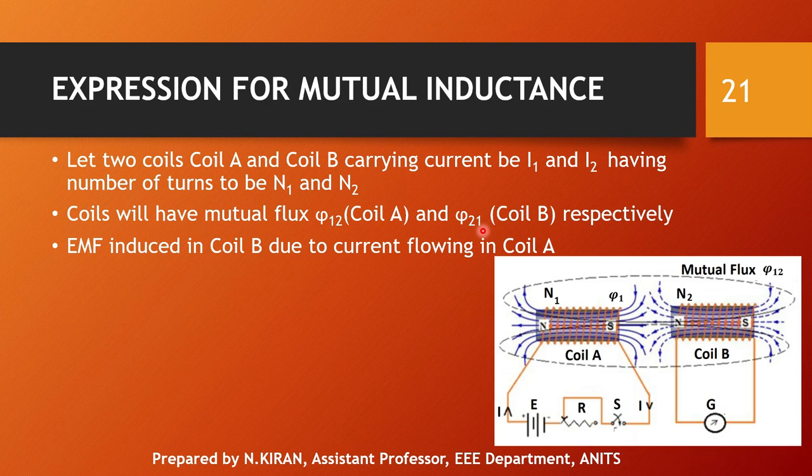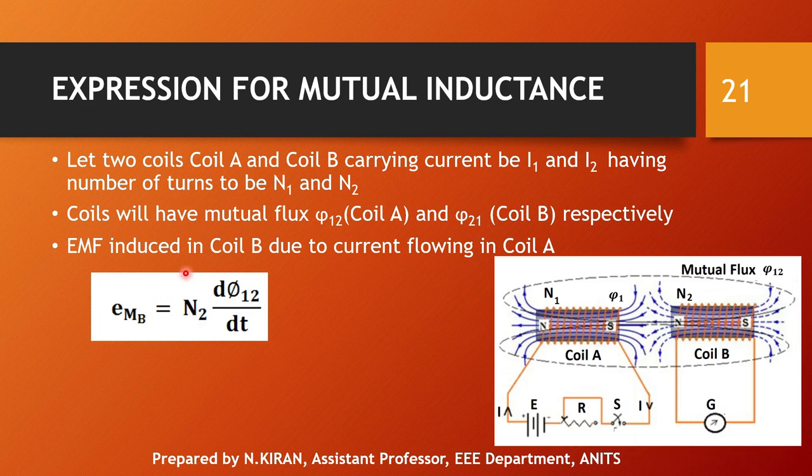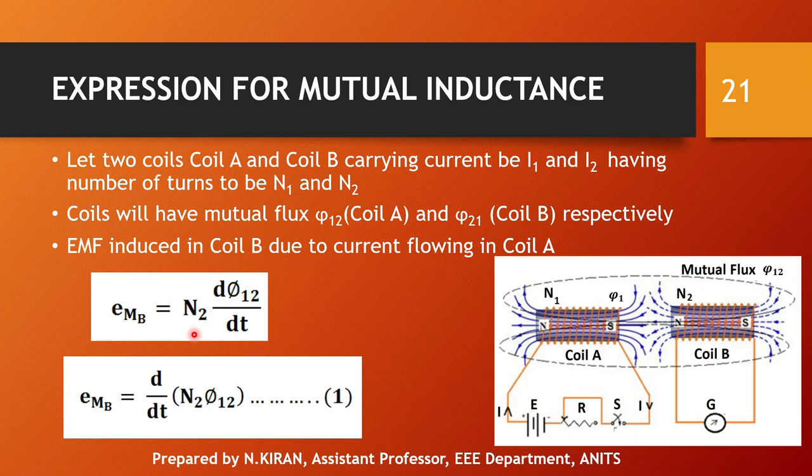The induced EMF in coil B is due to the change in current in coil A. Mathematically, I can express this as: the mutually induced EMF in coil B is directly proportional to the rate of change of the mutual flux, that is phi12. If I remove the proportionality symbol, I get a constant, that is N2. So I can rewrite this as e2, the mutually induced EMF in coil B, is equal to d by dt of N2 into phi12. I will call this the first equation.